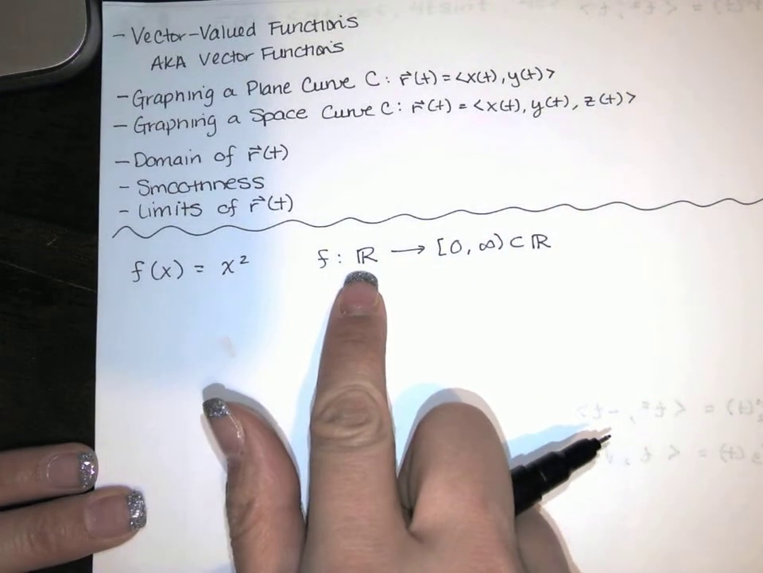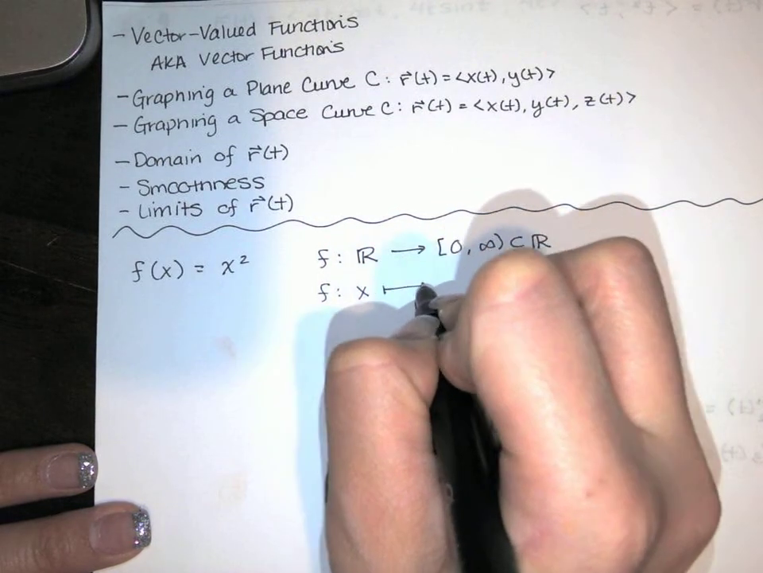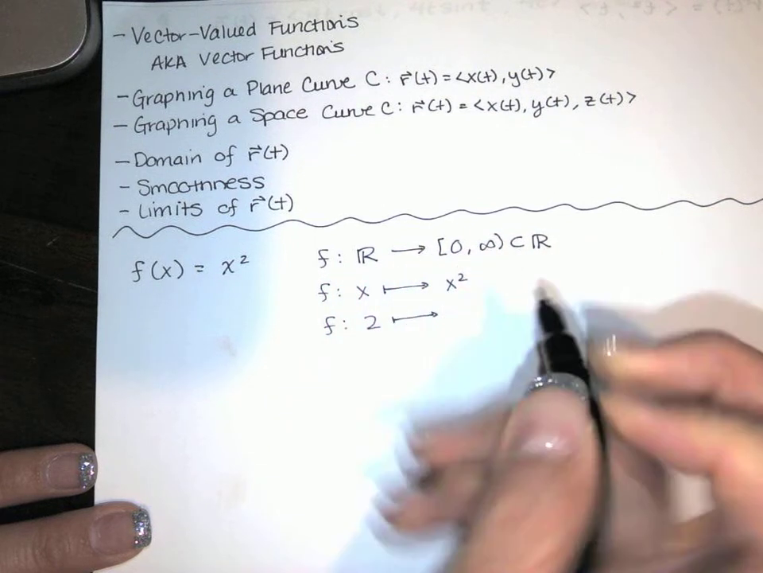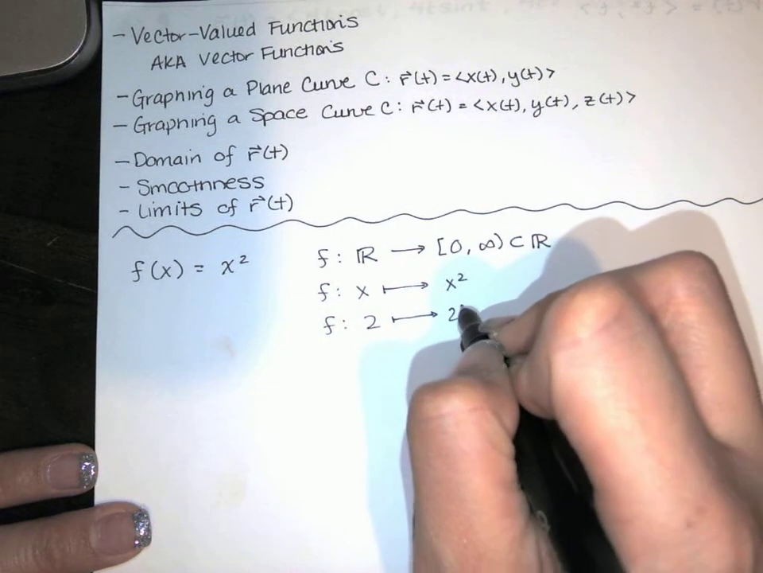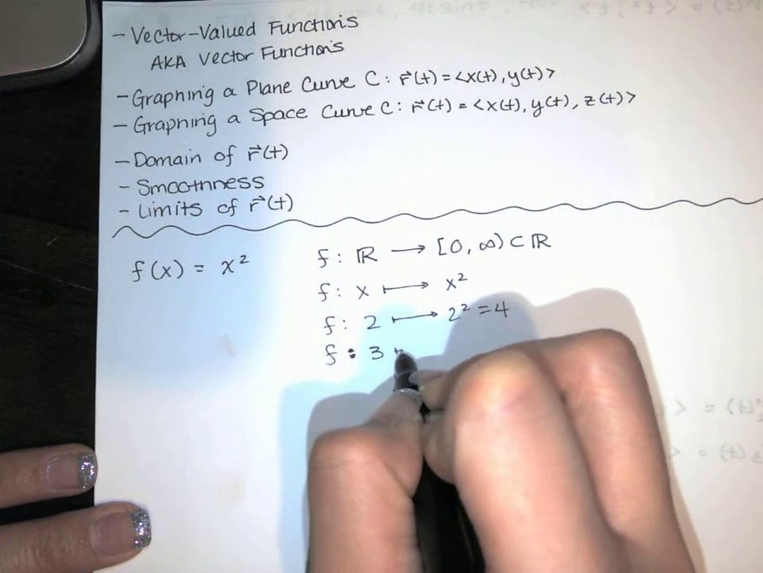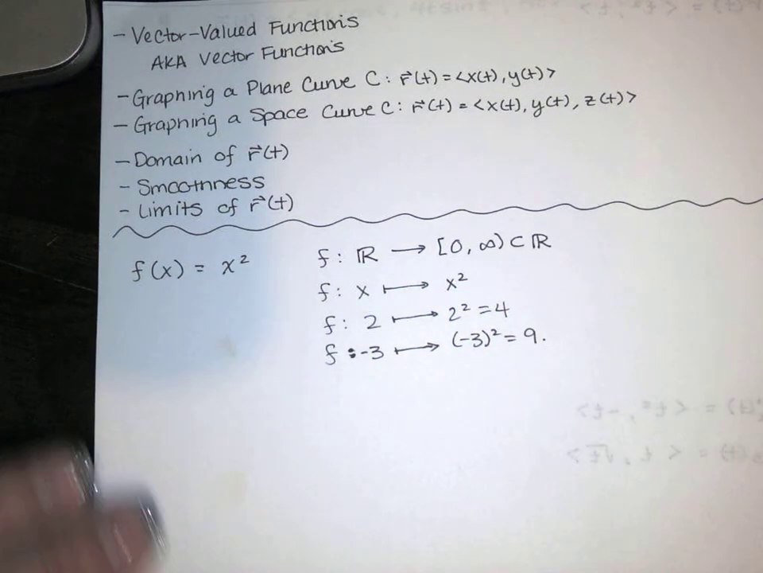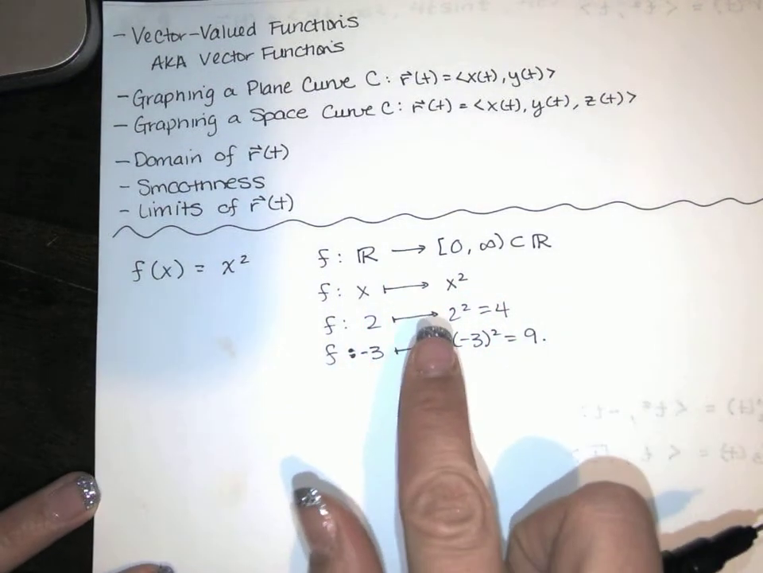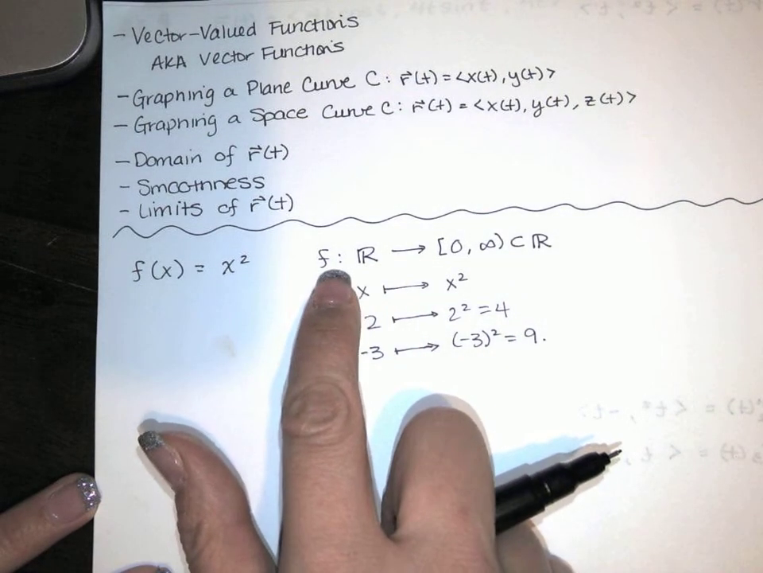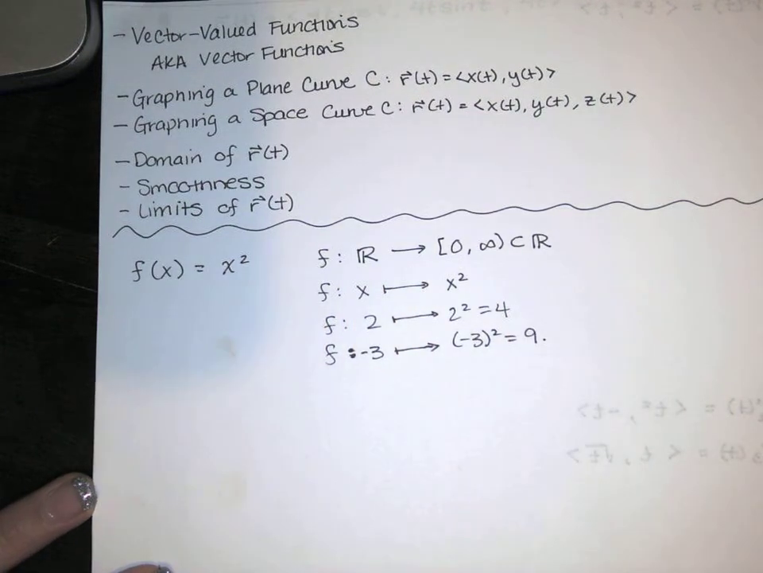So basically this function takes a real number and it gives you a real number. If I give you an x, you're going to give me an x squared. So if I give you a 2, using this mapping, you're going to give me a 2 squared back, which is a 4. Or if I give you a negative 3, then you're going to give me a negative 3 squared back, which is a 9. So we're used to functions like this. They map real numbers to real numbers. They're taking some element in the domain of this function, some real number in the domain, and mapping it to an element in the range.